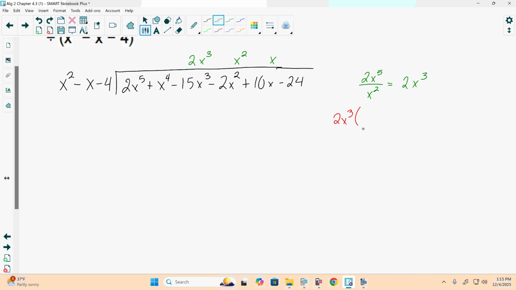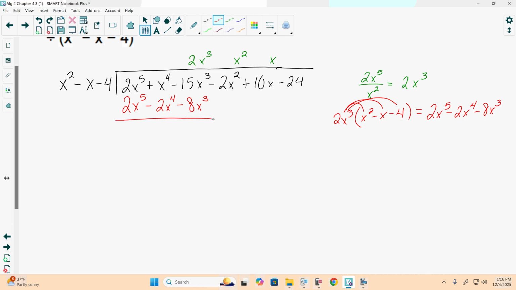Now, at this point here, we're going to take that term we got, that 2x cubed, and multiply it by our x squared minus x minus 4. 2x cubed times x squared is going to be 2x to the fifth. 2x cubed times negative x is going to be negative 2x to the fourth. And 2x cubed times negative 4 is going to be negative 8x cubed. So 2x to the 5th minus 2x to the 4th minus 8x cubed.